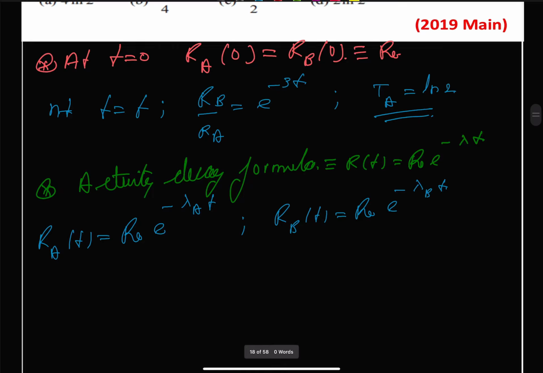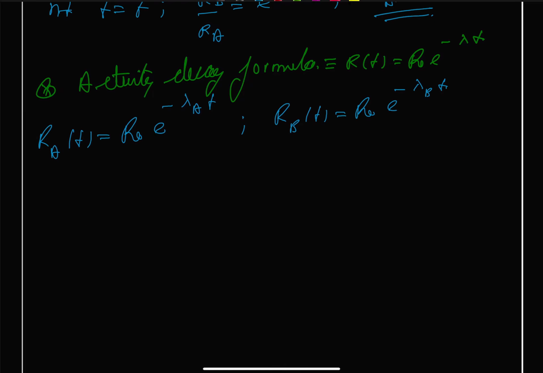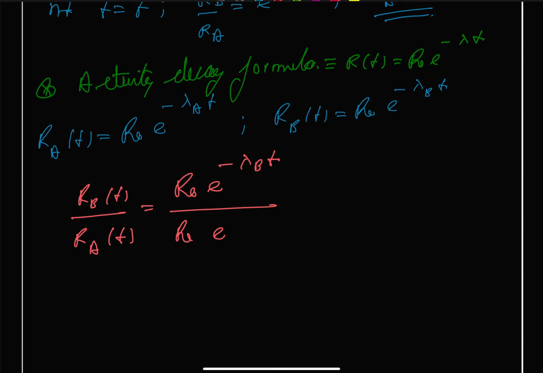Now we can just take their ratio. So we can say that R_B of t upon R_A of t is equal to R naught e raised to power minus lambda B t over R naught e raised to power minus lambda A t. R naught and R naught cancel out and exponents can be rearranged. We can write this as e raised to power minus, and we get this as lambda B minus lambda A, multiplied by t.